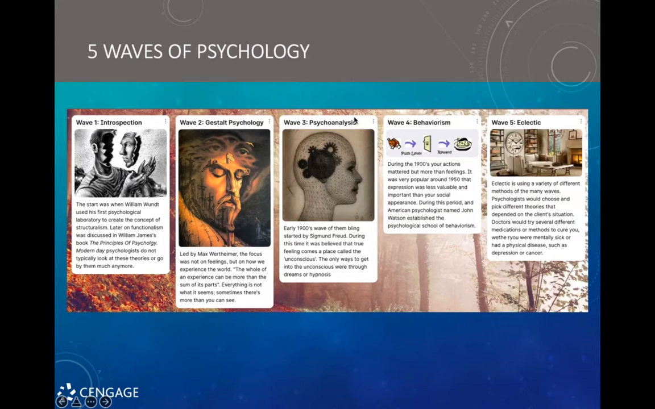And then the third wave is when psychoanalysis came into the picture. And so this is sort of the main point of this slide. In the early 1900s, the wave was started by Sigmund Freud. During this time, it was believed that true feelings come from a place called the unconscious. The only ways to get into the conscious were through dreams or hypnosis. And after this wave, we had behaviorism come in, and eclectic treatments like ACT, acceptance and commitment therapy, and things like that, mindfulness, etc. So our main focus is going to be here today, okay?